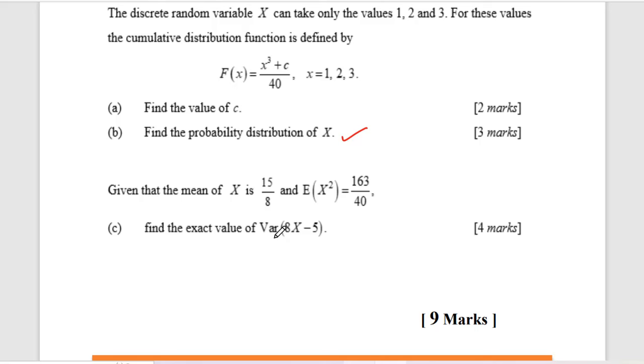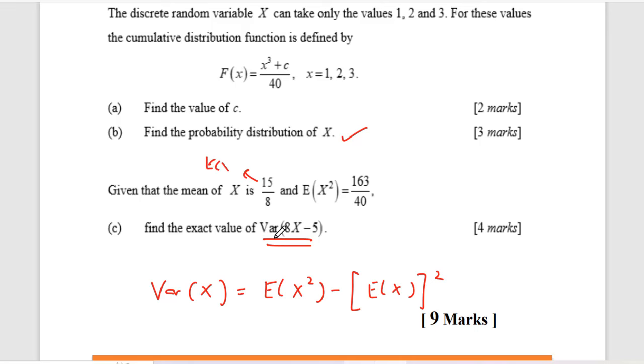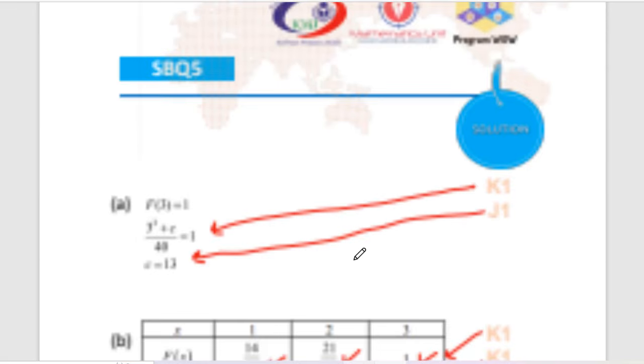Okay, given that the mean is 15 over 8 and expectation x squared is equals to 163 over 40. So, find the exact value of variance 8x minus 5. So, kita nak dapatkan variance 8x minus 5 ni, kita kena cari dulu variance. So, nak dapatkan variance, awak boleh gunakan formula. Okay, formula variance lah. Expectation x square minus bracket expectation x square. Okay, so pakai formula ni. So, ini adalah kita punya expectation x.